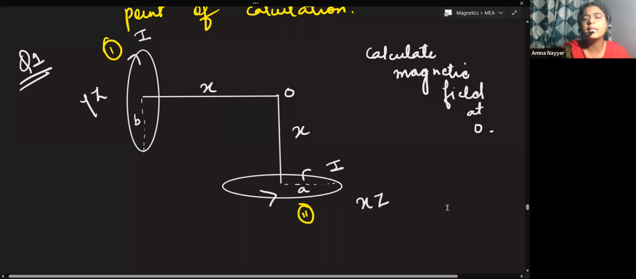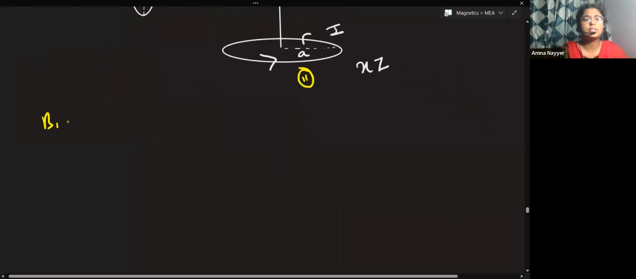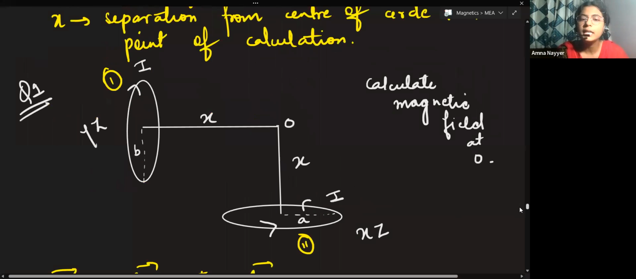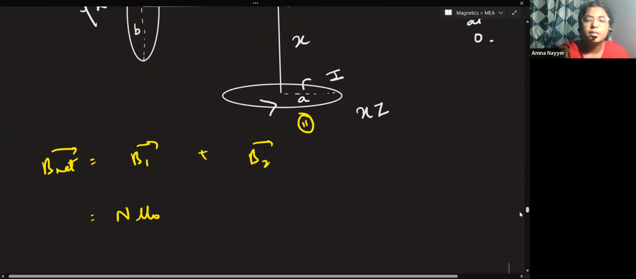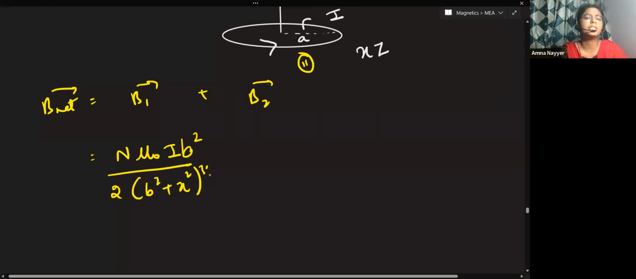So now the magnitude we have just calculated. Let's say n number of loops are there so that we can use it. So net magnetic field will be what? B1 plus B2. B1 will be n times mu naught current. Current that is flowing is capital I. Radius is small b. So the complete formula becomes n times mu naught I, radius is what? A square. No, b square, divided by 2 into b square plus x square to the power 3 by 2.